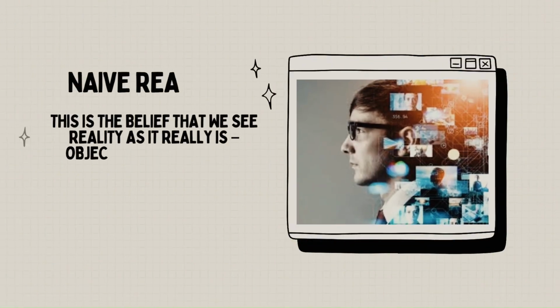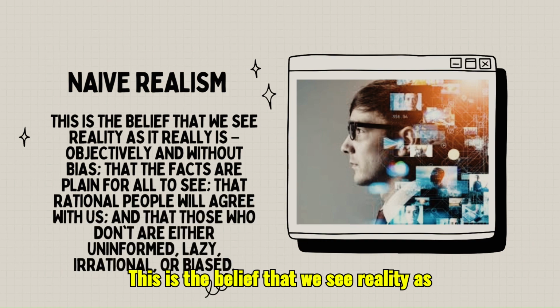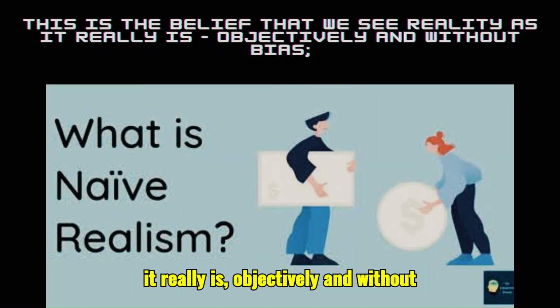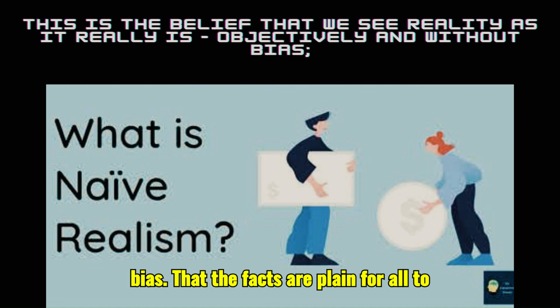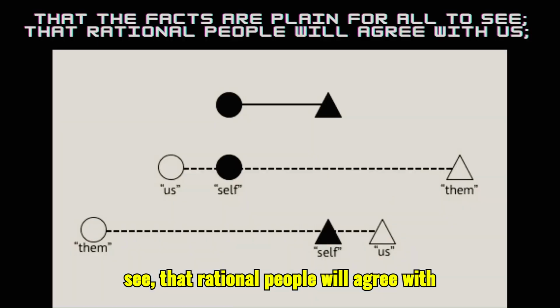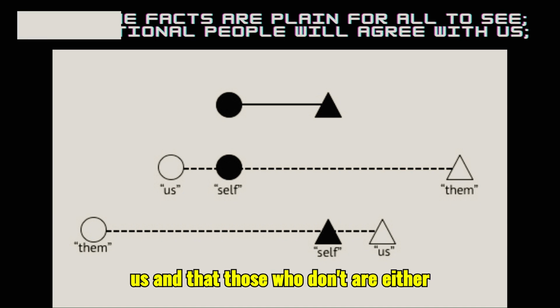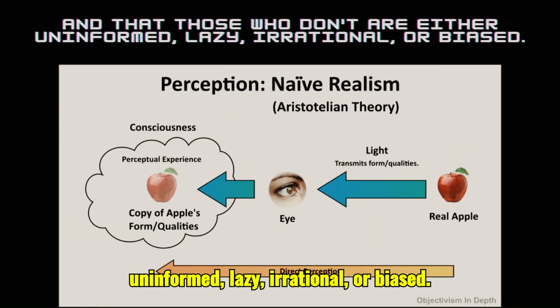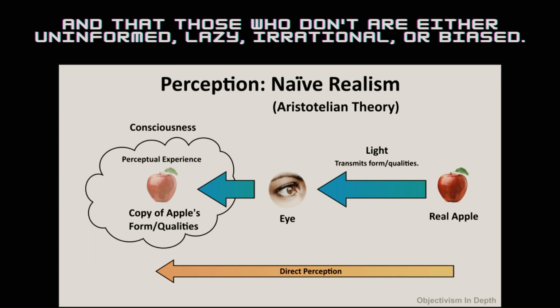42. Naive realism. This is the belief that we see reality as it really is, objectively and without bias, that the facts are plain for all to see, that rational people will agree with us, and that those who don't are either uninformed, lazy, irrational, or biased.